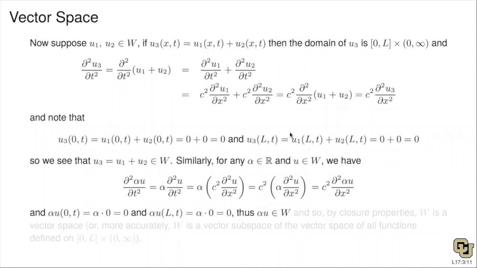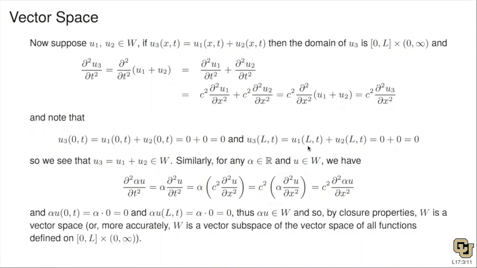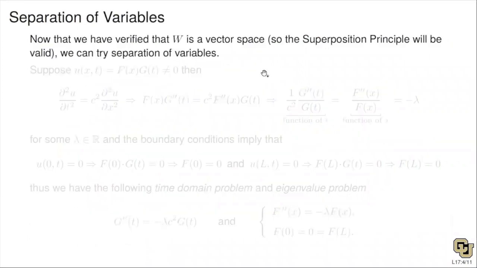So if u is in there, then a scalar multiple of u is in there. If U1 and U2 are in there, then the sum U1 plus U2 is in there. So by closure properties, W is a vector space. We've shown it's a vector subspace. Now we are cleared for takeoff for doing separation of variables. But this is my time, so I'm going to stop right here, and we'll do separation of variables on the wave equation next time. That'll be a good review of separation of variables.